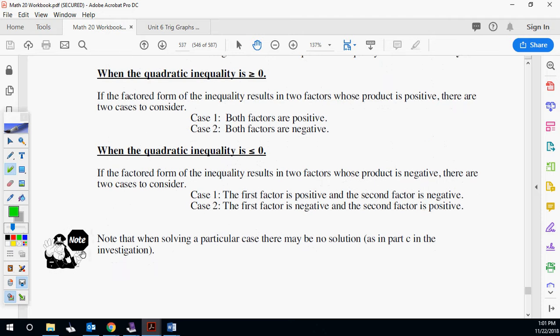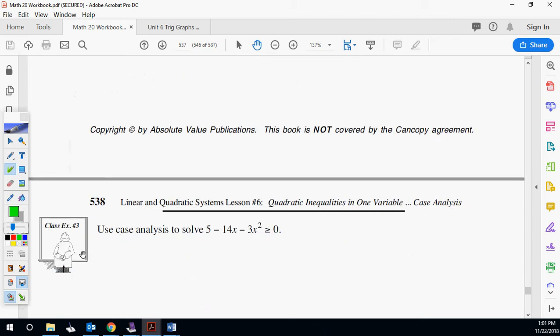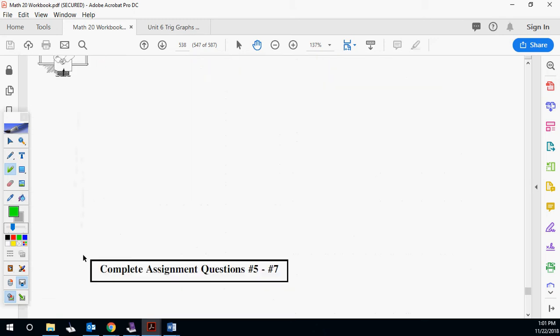So when the quadratic inequality is greater than 0, this is called case analysis. You have case 1, both factors are positive. Case 2, both factors are negative. We just did that. For quadratic less than 0, first factor is positive, second factor is negative. First factor is negative, second factor is positive. Note that when solving a particular case, there may not be a solution. That can happen.